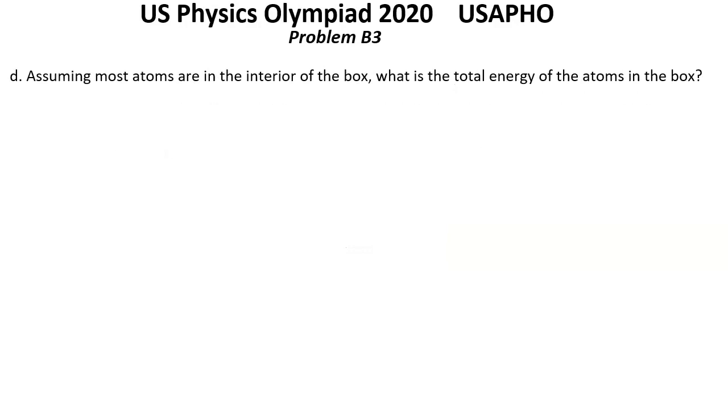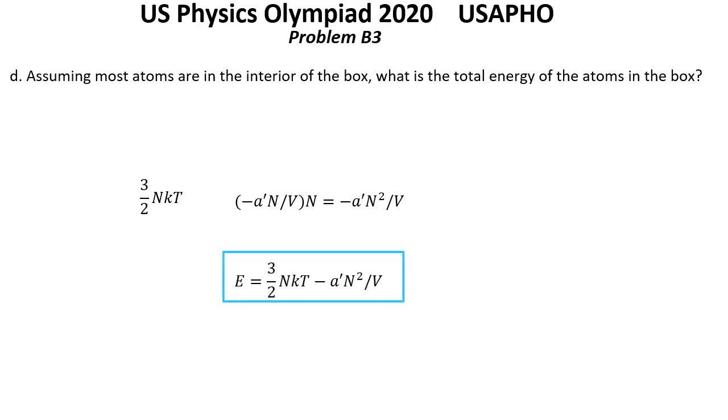Solution for question D. The total kinetic energy of all molecules inside the box is 3 over 2 nkT. The total potential energy is the potential energy for one atom multiplied by the number of atoms, and we drop the factor 2 to avoid double counting. So we have potential energy equal to negative A prime n squared over V, and the total energy is this expression. That was the solution for question D.